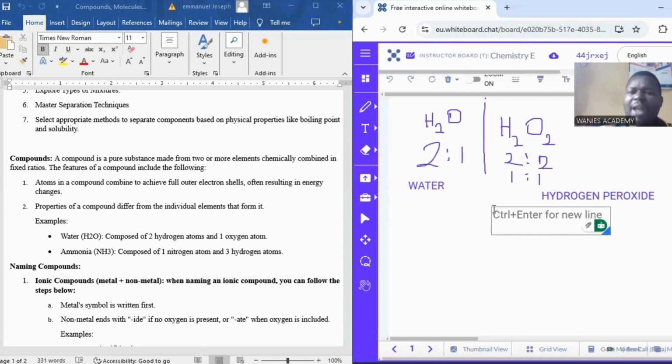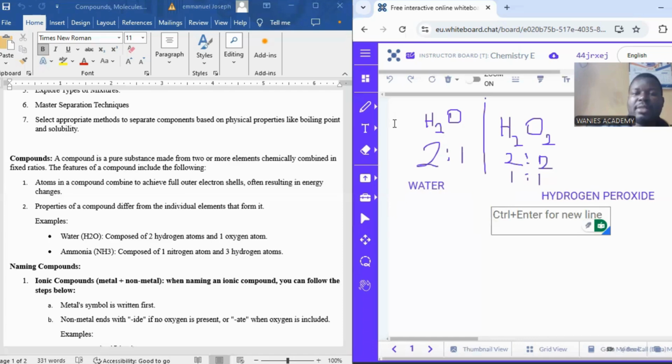Okay, that brings us to some of the features of a compound. Now, why do we have compounds? We have compounds because elements try to achieve stability. They try to reach the octet structure. So here you have something like hydrogen and oxygen trying to come together. When they combine, they form a stable compound. They can't exist on their own, but when they come together, they achieve stability.